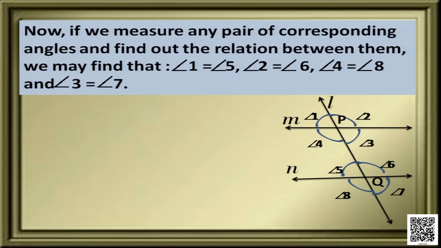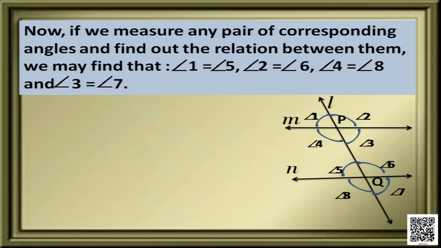Now if we measure the pairs of corresponding angles and find the relation between them, we may find that the measure of angle 1 will be equal to the measure of angle 5. This has been done in your previous classes by the experimental method. Then angle 2 must be equal to angle 6, angle 4 is equal to angle 8, and angle 3 is equal to angle 7.